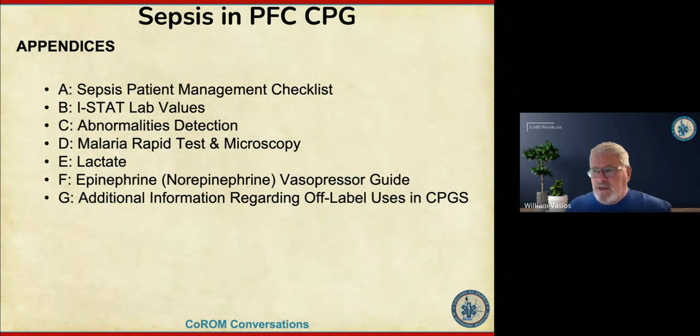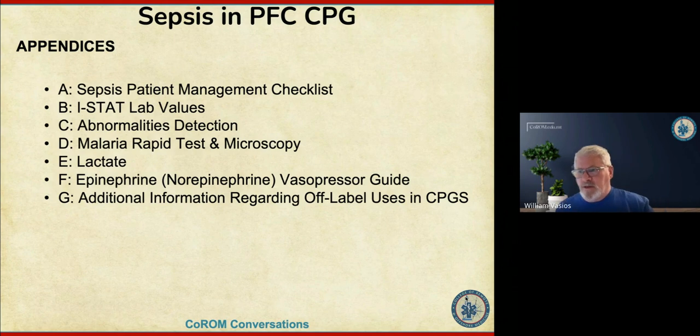So one of the things I like about the CPG in this is it does give the appendices where you have some standard stuff for reference if you can't get them in other locations. So instead of listing them all, you can just pull out the CPG, and the A is for a good patient management checklist. I think you get a lot of the same information in the PFC flowchart. It's in the column on the right side. It'll give you a lot of good ideas. It'll give you some ISTAP lab values if you don't have them, but you might have a good poster printed up. Some different abnormalities detection. So your malaria rapid test, some lactate references, and then your epinephrine, norepi, vasopressor guides.